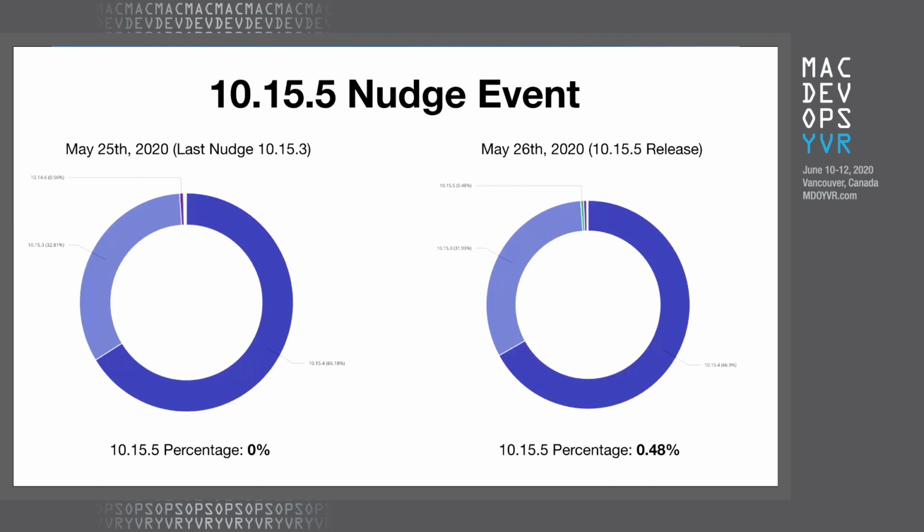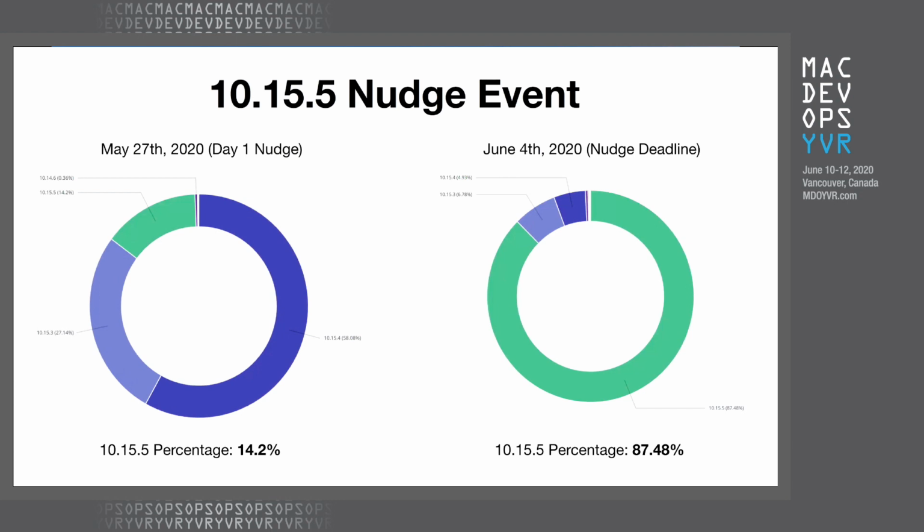But let's look at our 10.15.5 Nudge event. So on May 25th, we had only nudged 10.15.3. So you can see that we had a very small amount of 10.14.6 machines. We had about 33% 10.15.3 and about 66% 10.15.4. No 10.15.5 because obviously it hadn't come out yet. Now, the day it came out, we had not nudged, and at the end of the day, there was about less than 0.5%.